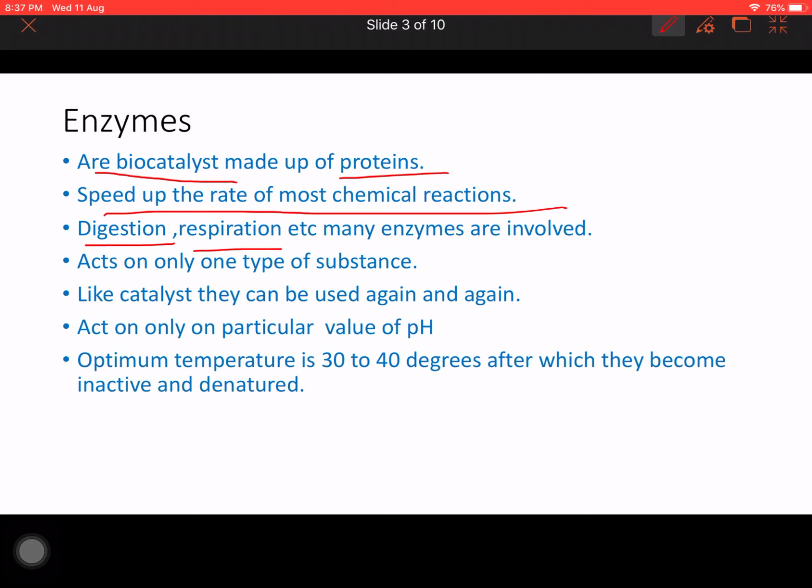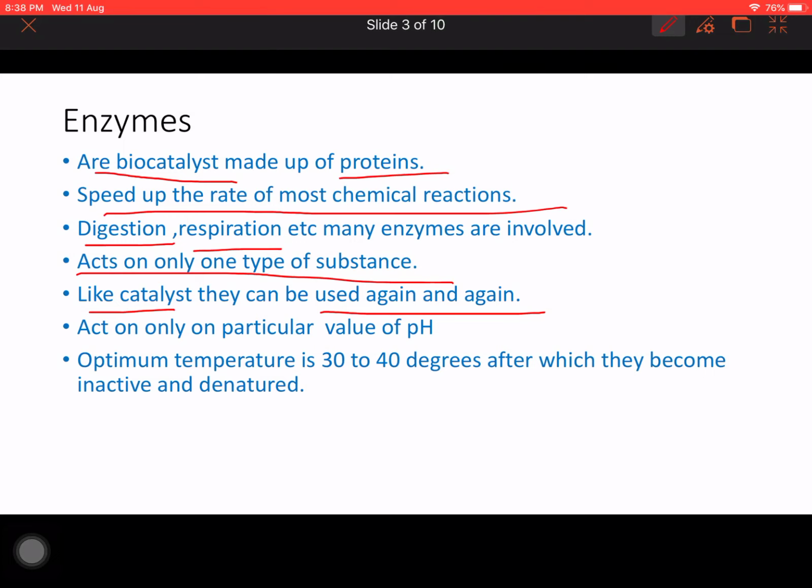Now, enzymes act on only one type of substance. If an enzyme is acting on protein, it will act on substances made up of proteins only. If an enzyme is acting on starch, it will act on starch only. That is, it acts on only one type of substance. So an enzyme which acts on starch will not also act on protein, because it always acts on starch. Next, like a catalyst, we can use an enzyme again and again. Once it is used, it can be reused. It is not wasted, it is not destroyed, so it can be used again and again.